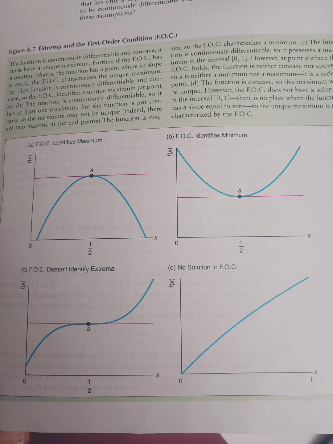In panel D, the function is concave, so the maximum will be unique. However, the first order condition does not have a solution in the interval (0,1). There is no place where the function has a slope equal to 0. So the unique maximum is not characterized by the first order condition. End of figure A.7.